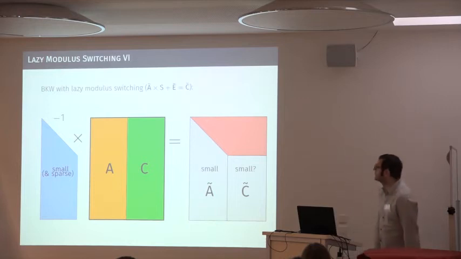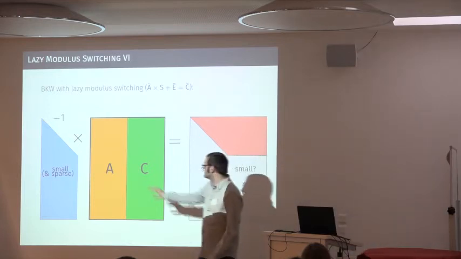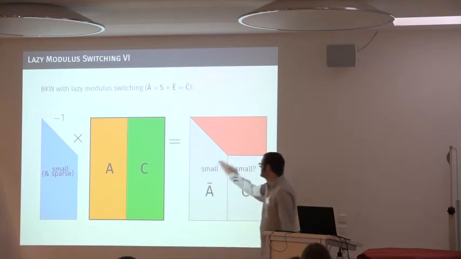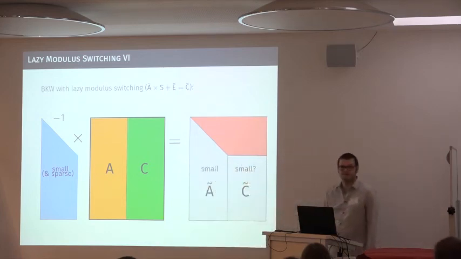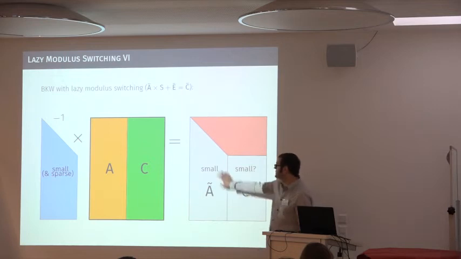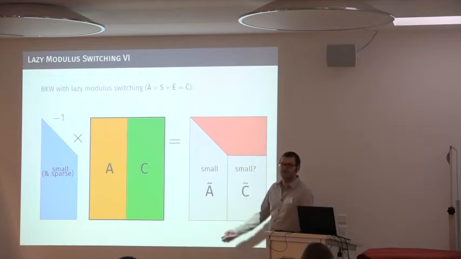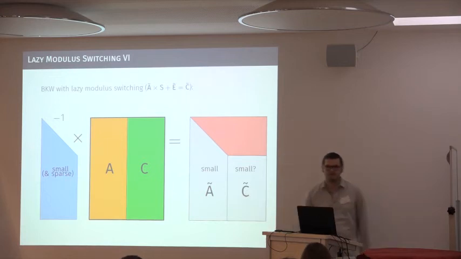And then if you're doing the lazy modular switching, you're still looking for a small and sparse matrix, but the demand on this matrix now is only that it actually produces something small over here. You don't actually need to reduce all the way down to 0, and then you check if this is still small.